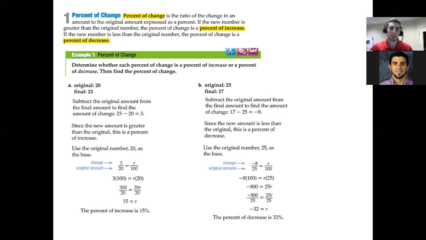Now, let me just say this here. You're not going to say that the percent of decrease is -32%, because that'd be kind of like a double negative. You're saying it's decreasing by -32%. No, it's decreasing by 32%. We're interpreting the negative in the context of the problem to mean decrease. So you say decrease, that takes care of the negative. Decrease by how much? 32%. Okay, you see how they did not put the negative on there?